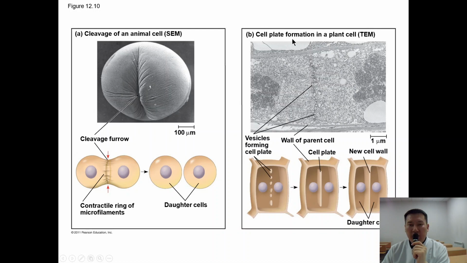In figure B, cell plate formation in a plant cell is shown by transmission electron microscope and schematically. First, vesicles form, which further form the plate. This is the wall of the parent cell, and these are the forming vesicles, which further transform into the cell plate. The cell plate then fully encloses, and these two structures, which before were one cell, divide by forming two daughter cells.